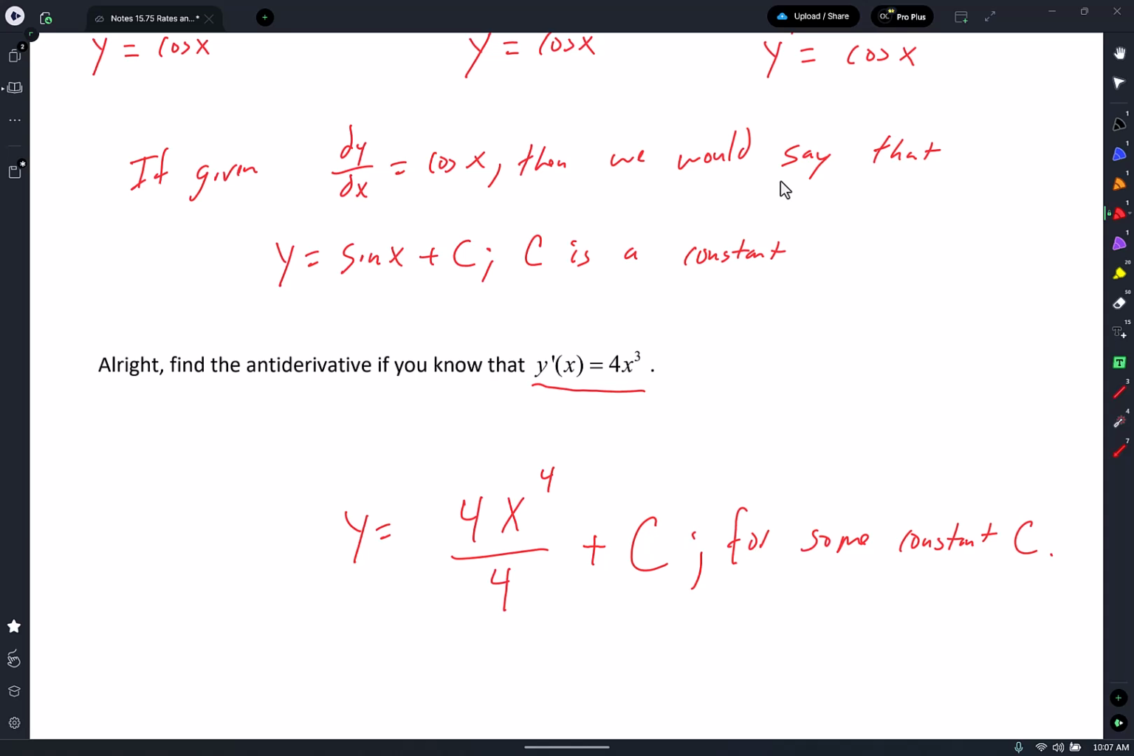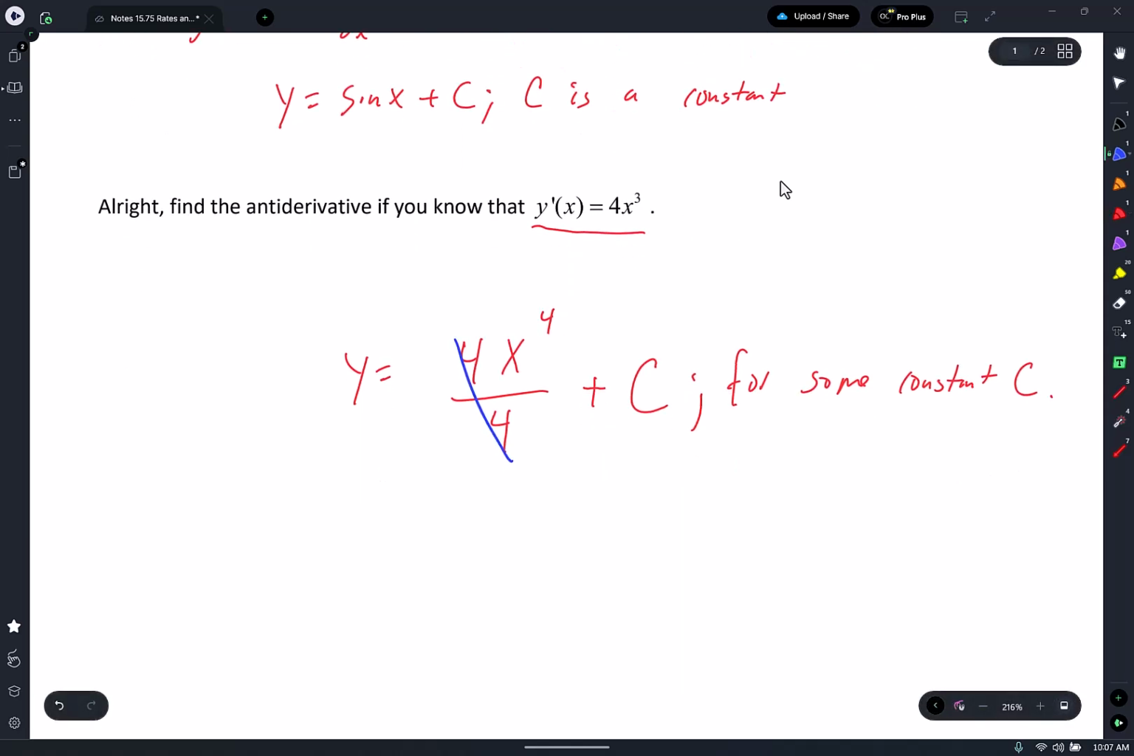Are you going to leave it like that? No, you probably want to simplify. So my original function is just x to the 4th plus C, for some constant C. And then you just test it. Like, Chop, how do you test it? Take the derivative. Is the derivative of x to the 4th 4x cubed? There it is. You're right. You got it.